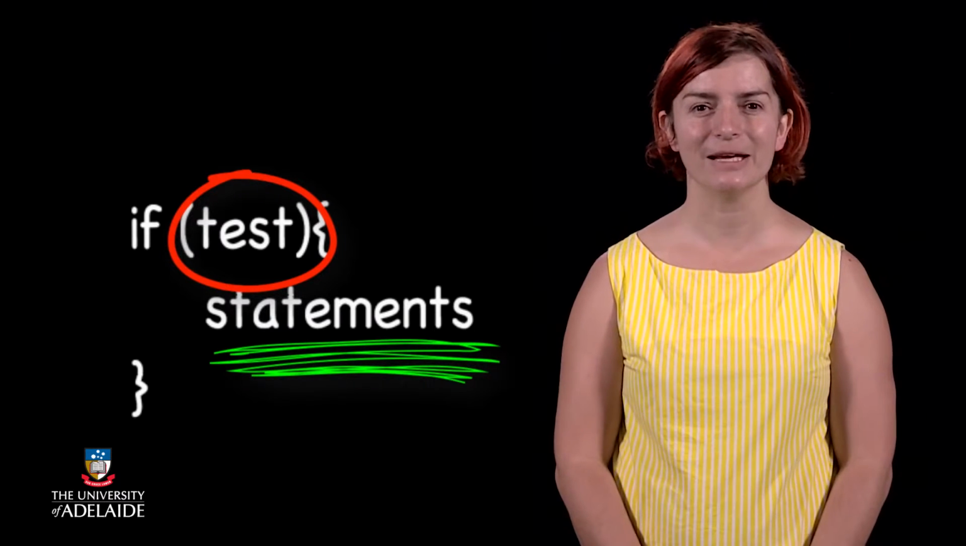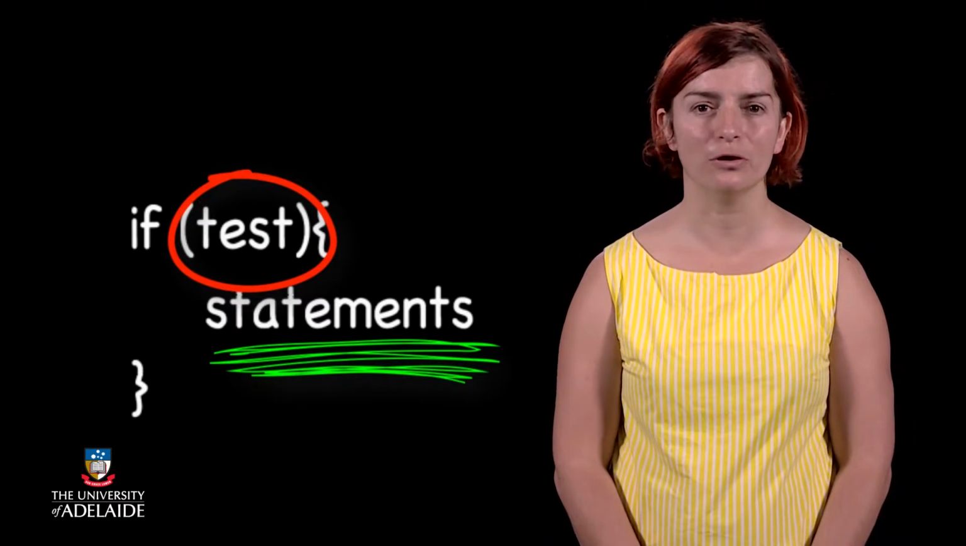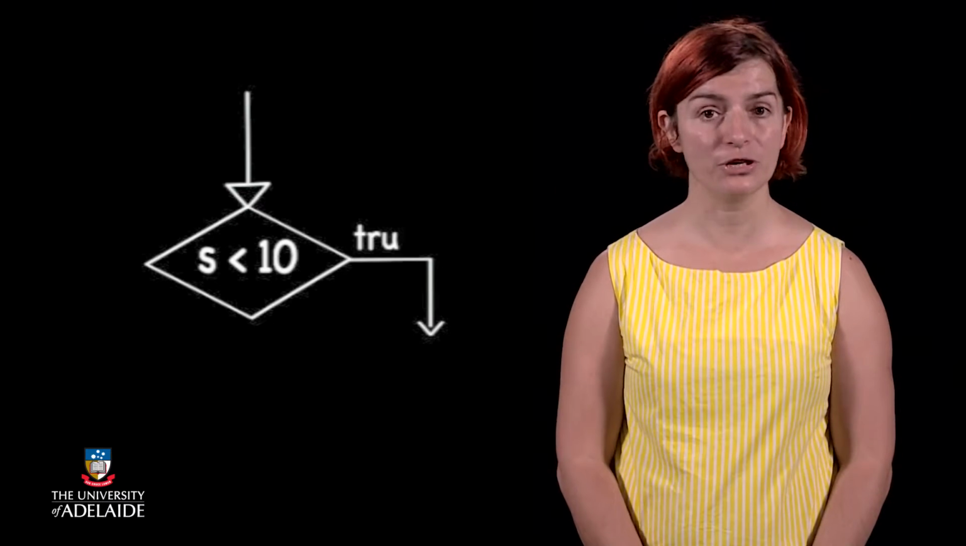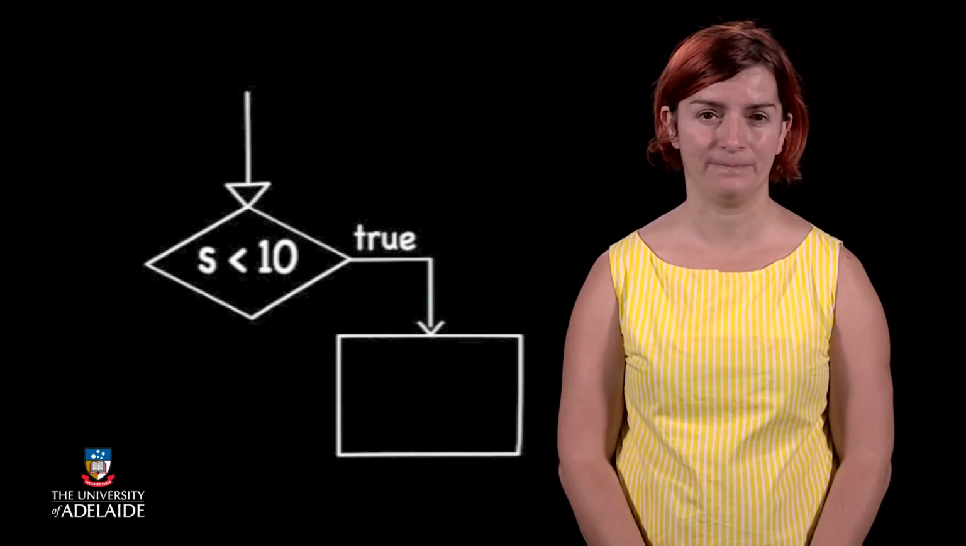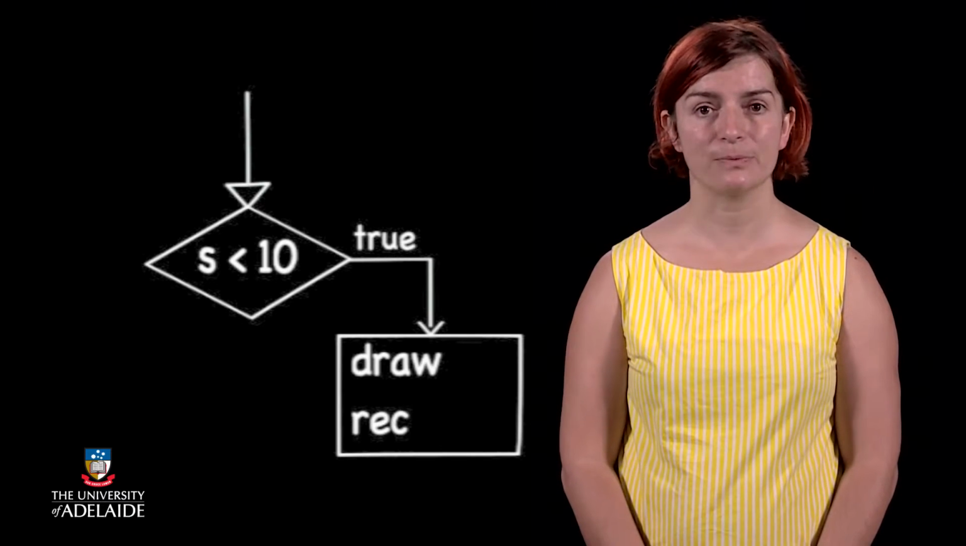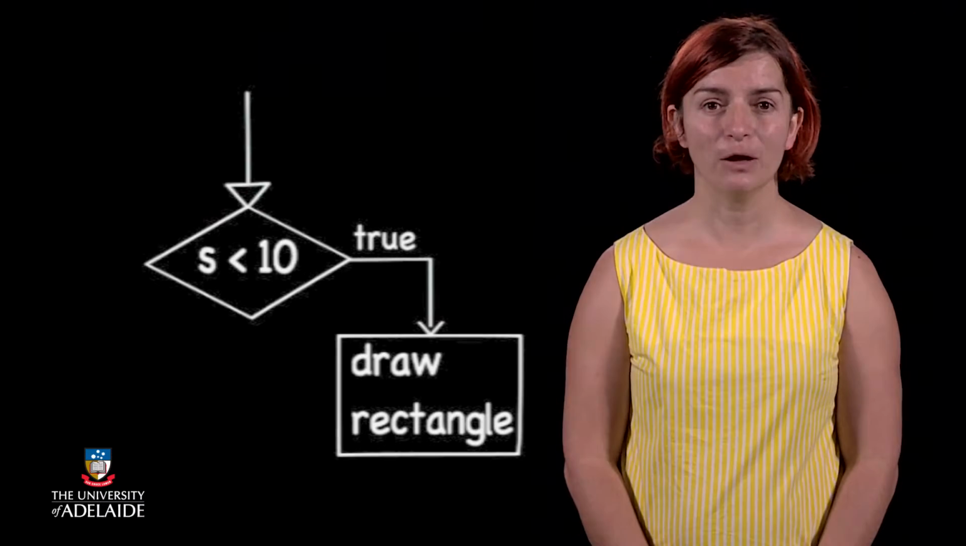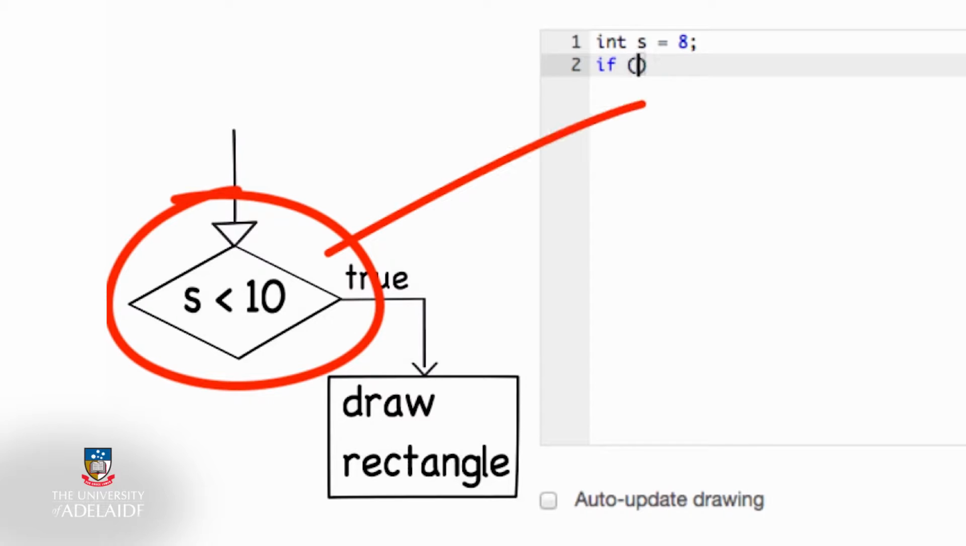This test condition is similar to the one from the for loops that we explored in our previous videos. So let's start with a flowchart showing our choice. Let's say we set an initial parameter called s. We will draw a rectangle if this parameter is smaller than 10. The flowchart for this will look like this. So if we initialize s with 8, then the rectangle will be drawn. This flowchart can be easily translated into an if statement in our code as follows.